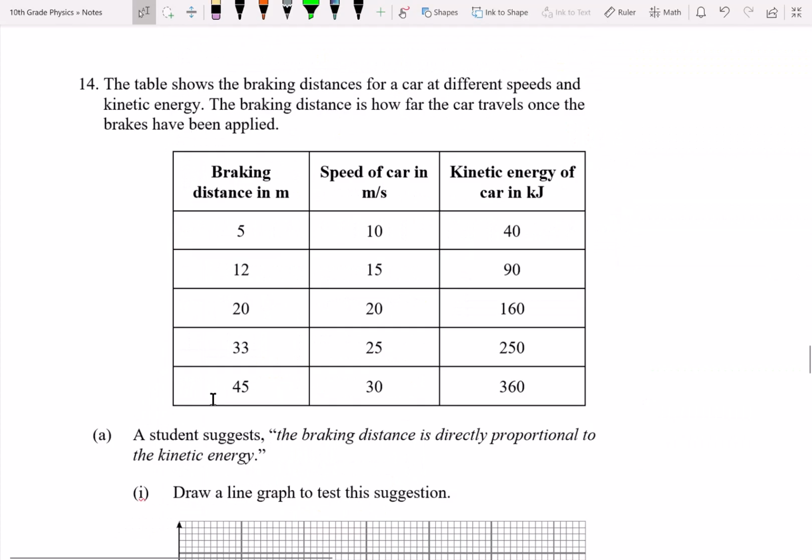Okay, number 14. We're looking at a table which shows braking distance, speed, and kinetic energy, right? So imagine the car is going 10 meters per second. If you know its mass, or actually we can go backwards and calculate its mass, you could calculate the kinetic energy is 40, and then the braking distance would be 5. Meaning if you slammed on the brakes, it would take you 5 meters to stop.